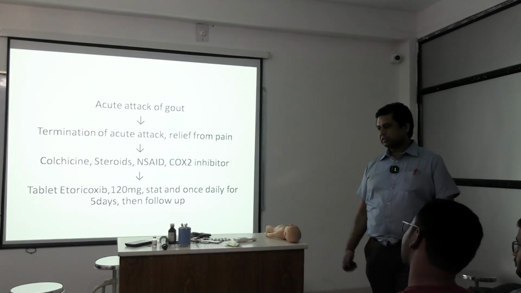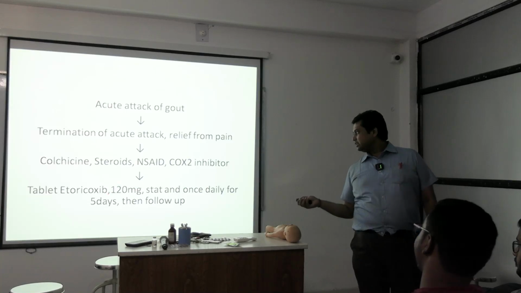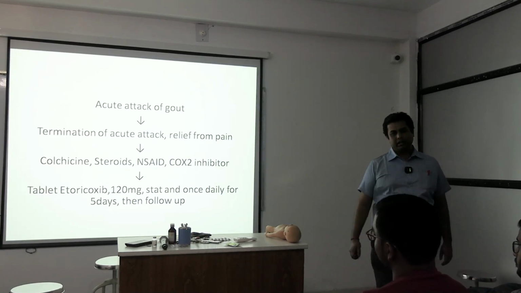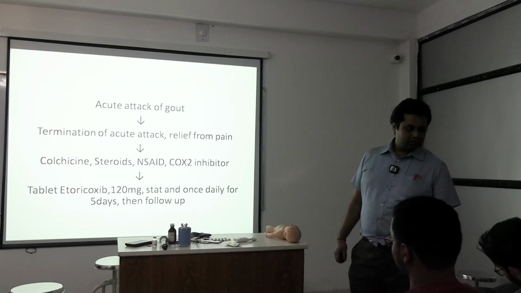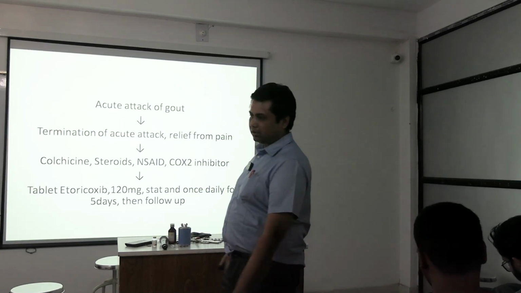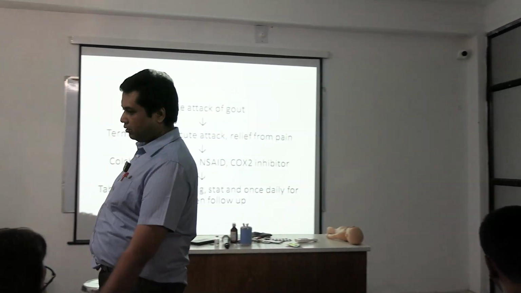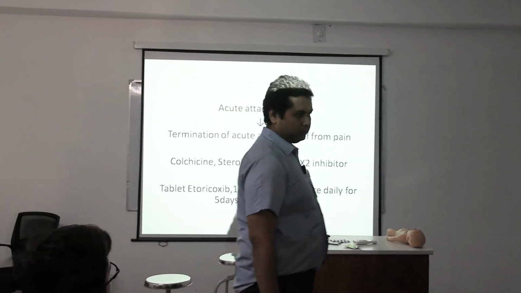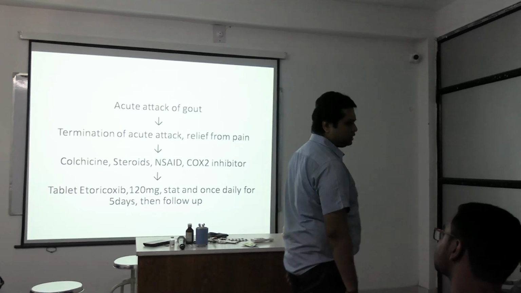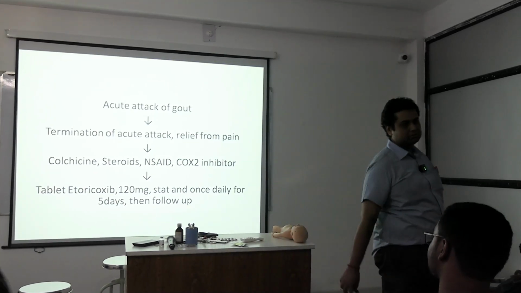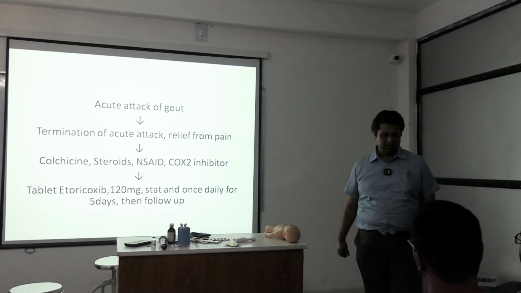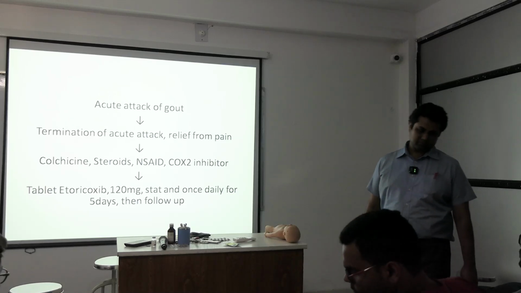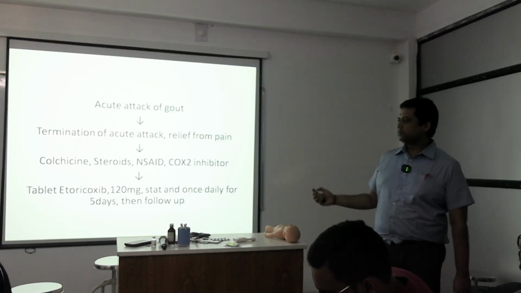Tablet. So formulation is tablet Etoricoxib 120 mg stat and once daily. So the patient is having heavy workload, it is more convenient to the patient, for 5 days. Then follow up. So etoricoxib cannot be given more than 8 days in a row. ঠিক আছে? Toxicity. Just selective COX-2 inhibitor.